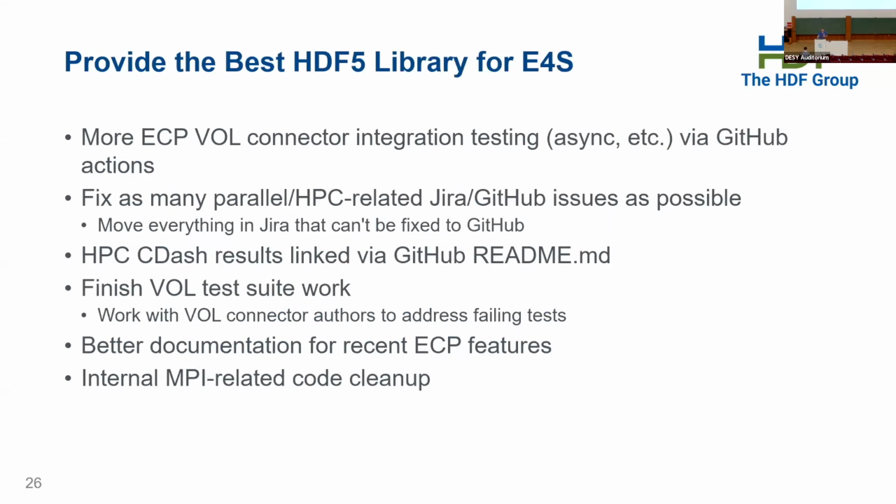We're going to work on integrating more ECP VOL connector integration, such as the async VOL connector as GitHub Actions. We're trying to fix as many parallel and HPC related JIRA issues as we can. I'd like to link in the HPC CDASH results. It's a reporting system that you can see the results for building on all the supercomputers that we test on, right off of our README page. And then we have a virtual object layer test suite that we're finishing up that is part of the library now. And then, of course, better documentation, some internal code cleanup.